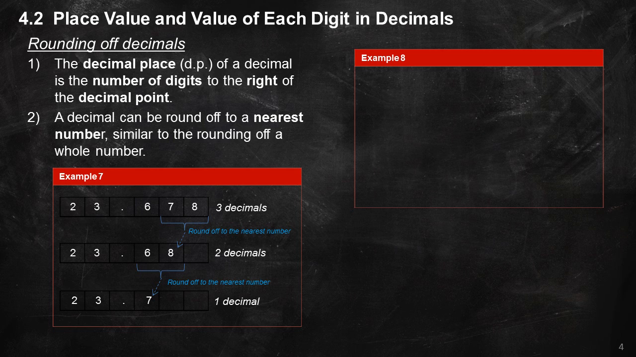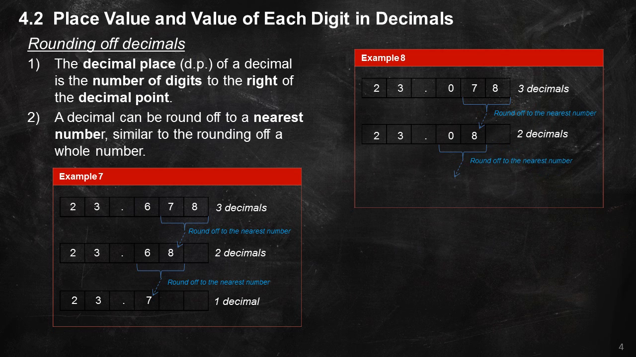Example 8. 23.078. Round off to the nearest number. 23.08. Round off to the nearest number. 23.1.